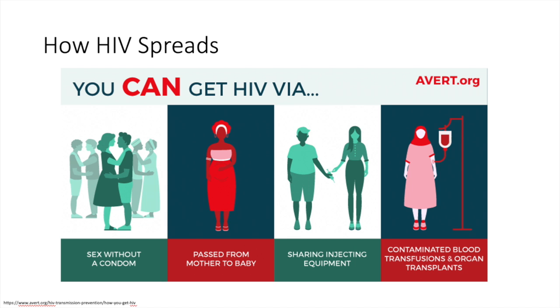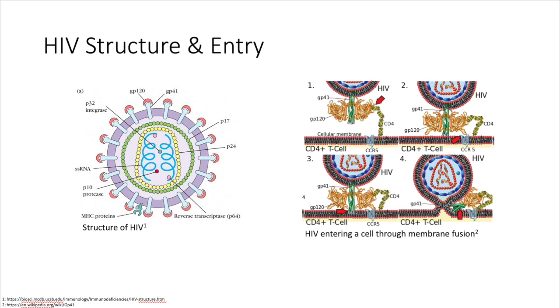and through breastfeeding. HIV is a single-stranded RNA virus, making it prone to mutation. This helps explain the numerous strains that exist of HIV. After exposure to infected fluids, HIV can enter the body.